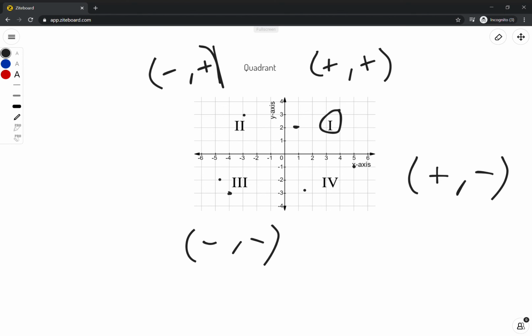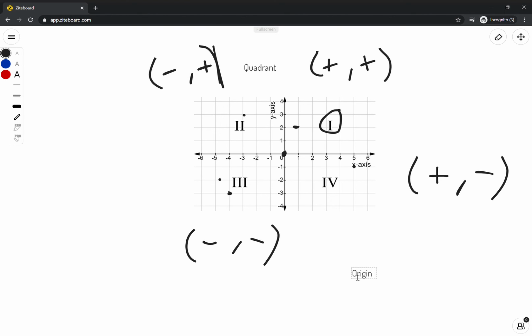So another term you'll hear thrown around a lot is the origin, and the origin is where the axes meet, or where x is 0 and y is 0. So this point that I'm circling right now is called the origin, and I'll write it out right here.